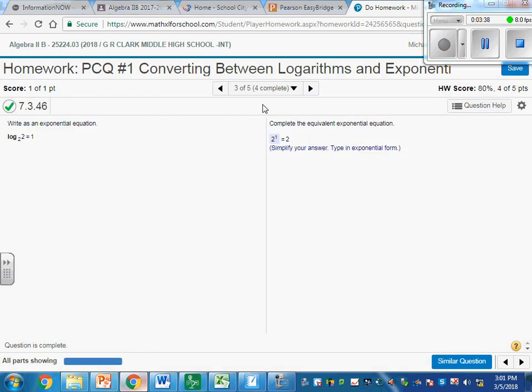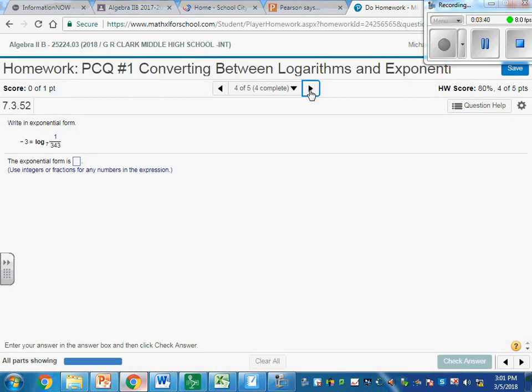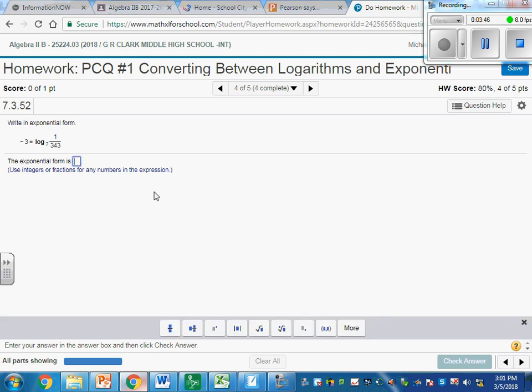All right, and let's do the number 4. Write in exponential form. All right, let's do it. What's my base? Okay, my base is 7, right? Log base b, b is 7. All right, that's looking good. I'm raising it to what power? To the negative 3rd power. This side would be my exponent.